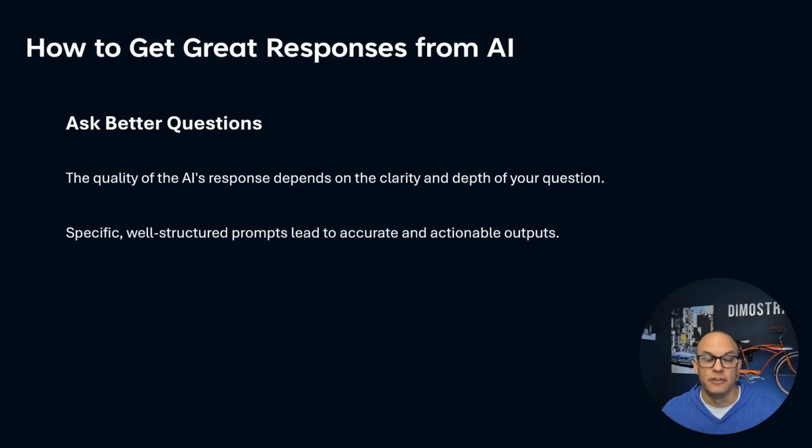So let's jump in. If you want to improve your results with AI, you have to get really good at asking questions. The quality of AI's response is directly related to the clarity and the depth of your question or prompt. Specific, well-structured prompts lead to accurate and actionable responses. This is easier said than done because it's very difficult for someone to break down all the questions or even to know all the questions they should be asking that will formulate their prompt. However, I've broken this down into very manageable steps, so let's start with step number 1.